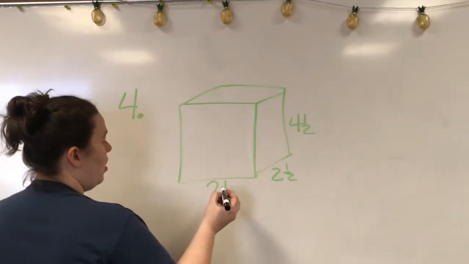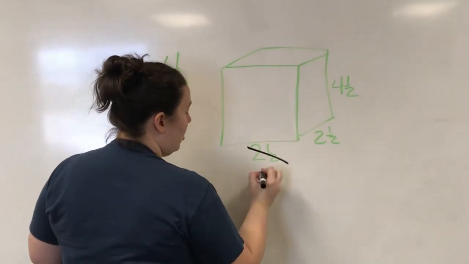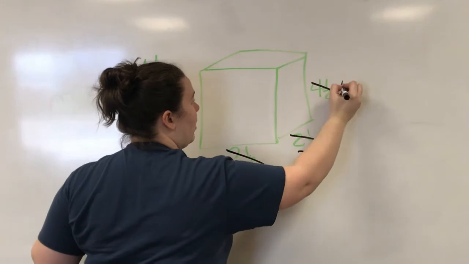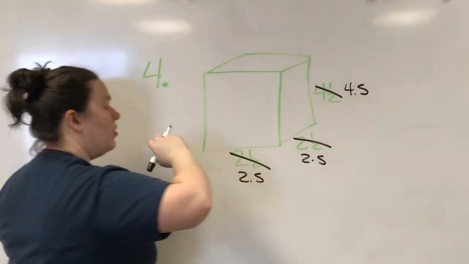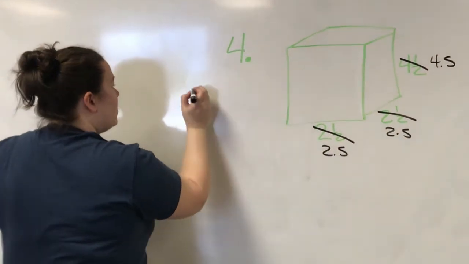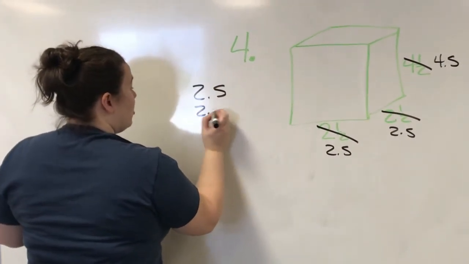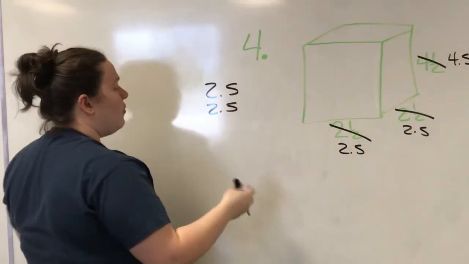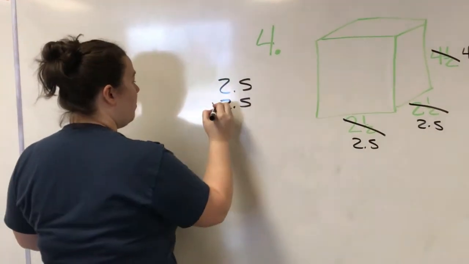Okay, we're going to number 4. 2.5, 2.5, and 4.5. So I'm going to multiply my 2.5s and 2.5s. Again, there's no rhyme or reason to which ones you do first. It's just what you want to multiply first, but as long as you get all three of them.